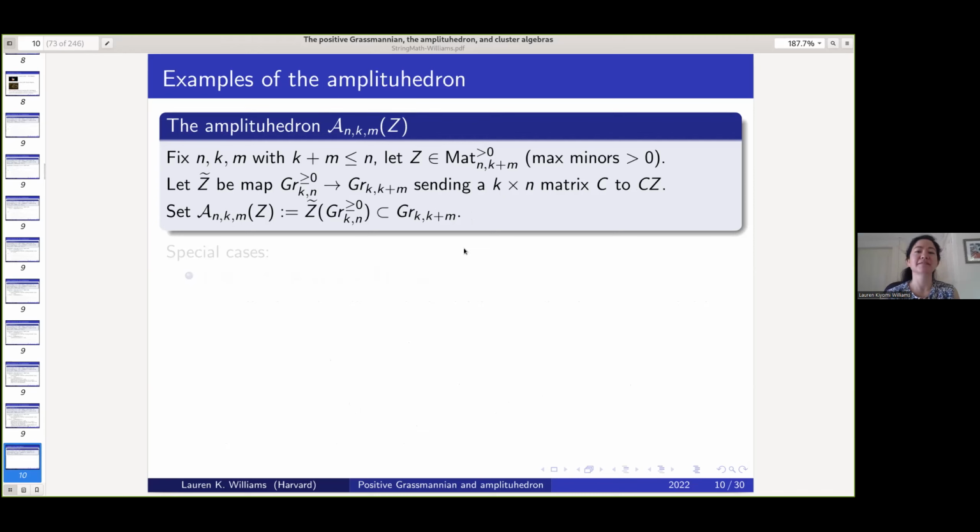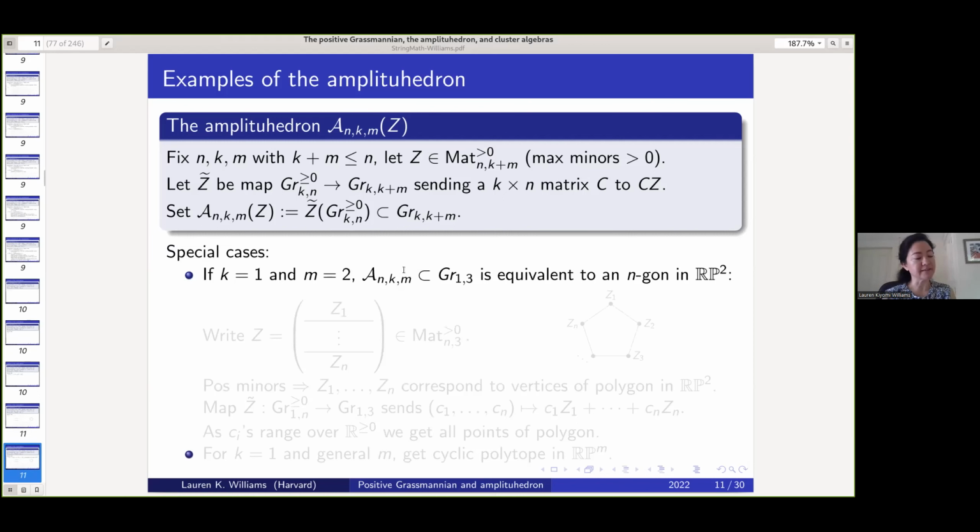Okay, so now I've defined the object, but let me show you a few examples so that you get a better sense of what kind of an object this is. First, as a sort of silly special case, if m is n minus k, then this matrix Z is just a square matrix, invertible. And so the amplituhedron really just recovers the positive Grassmannian. So you can think of the amplituhedron as a generalization of the positive Grassmannian.